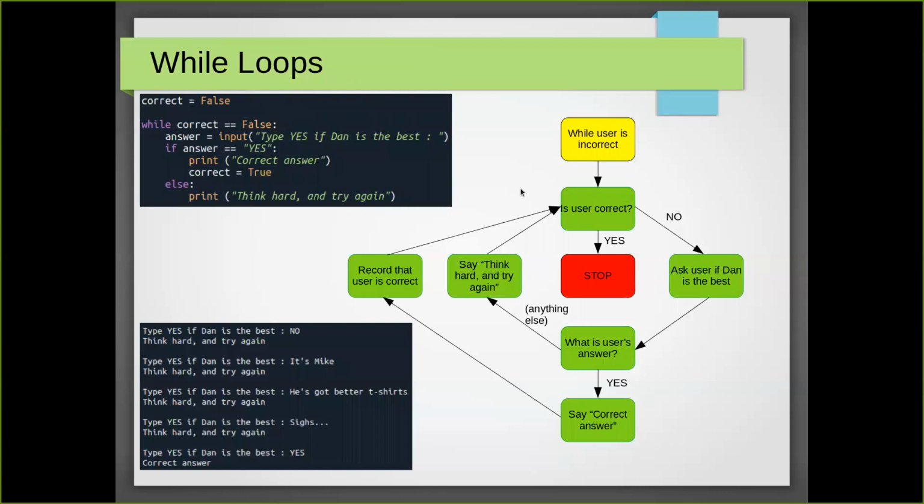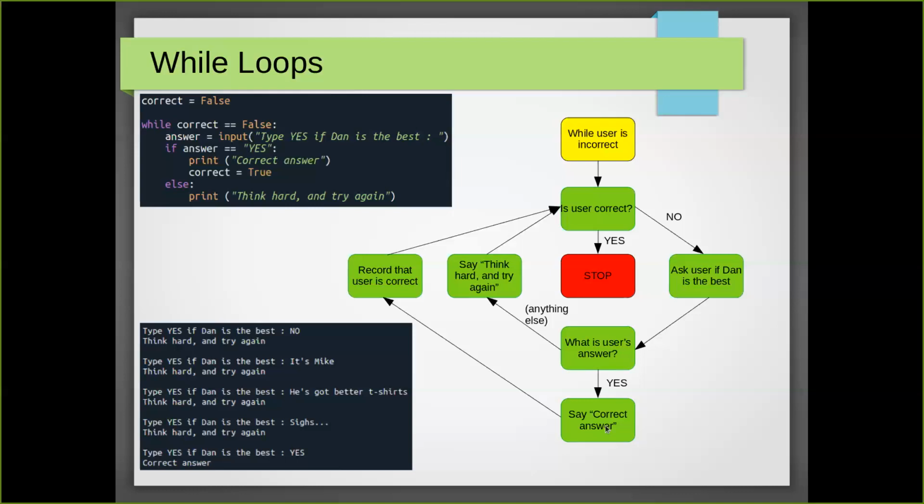What we're essentially doing, we first of all need to default to the user being incorrect, because that's the thing that's going to enter us and keep us in our while loop. So whilst the user is incorrect, we want to first of all ask if the user is correct. Well, they're not, because we've already started them as incorrect. So no. Then we're going to ask the user if Dan is the best. Then we're going to check what the user's answer is. If it's yes, then we can say correct answer, we record that the user is correct, and then when we go back around the loop, is the user correct? Now resolves to yes, so we can stop.